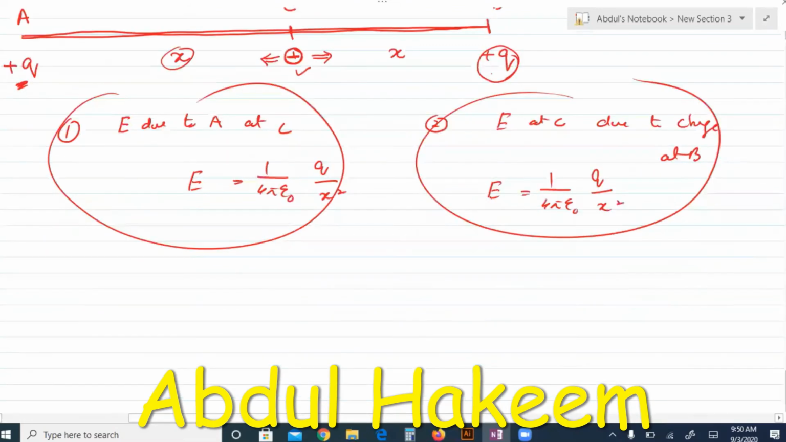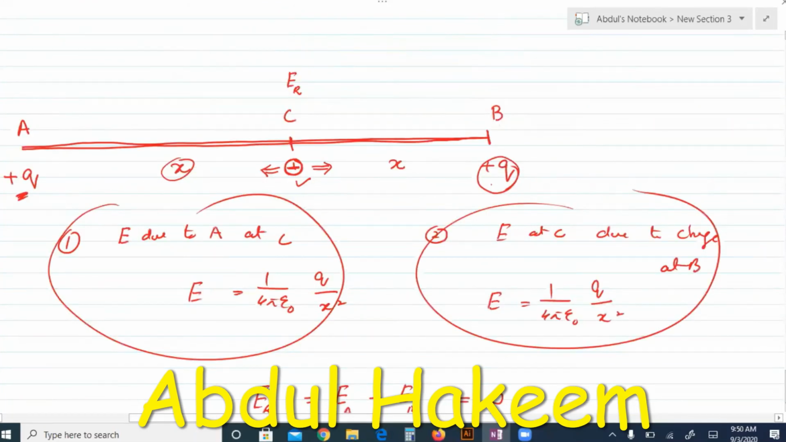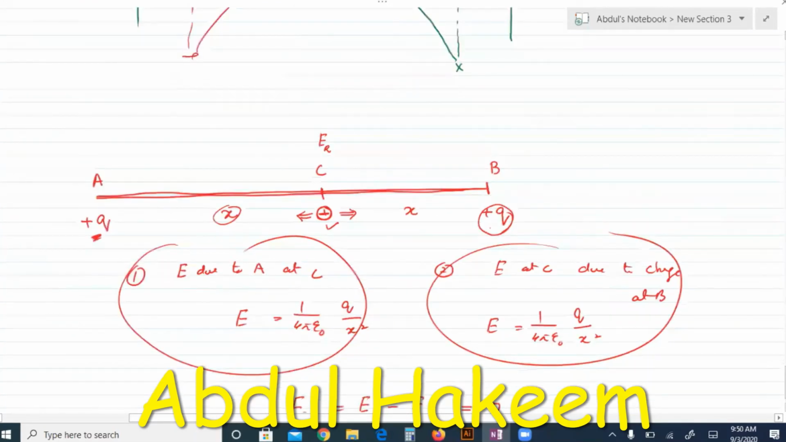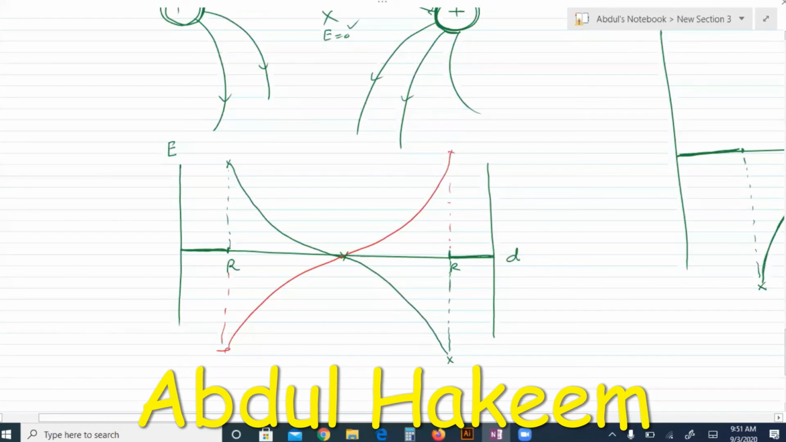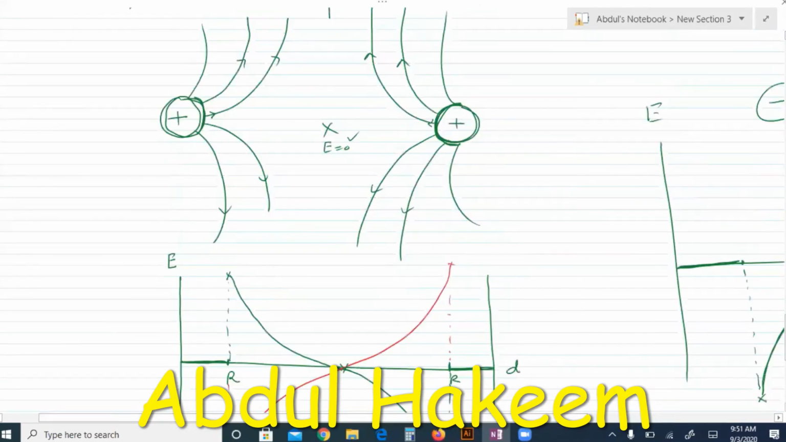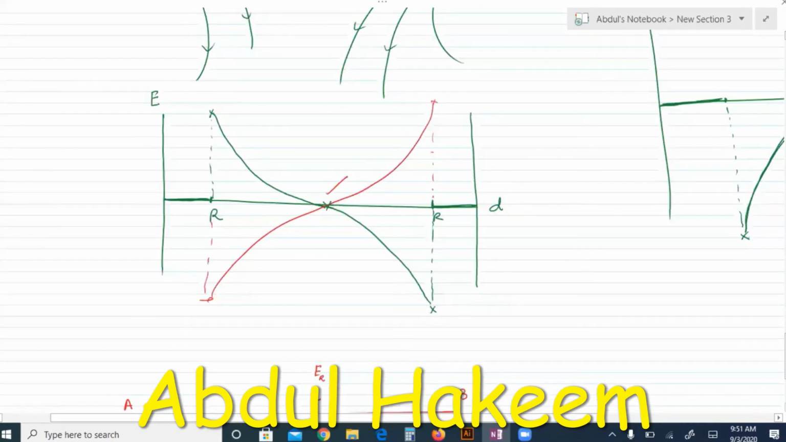So for the resultant, we will subtract E due to A and E due to B, so the answer will be 0, meaning there will be no resultant electric field strength between the two positive charges. Same here. Look, no electric field.